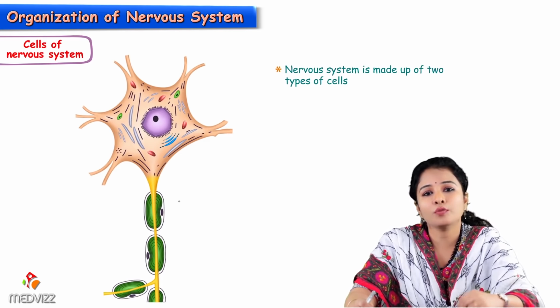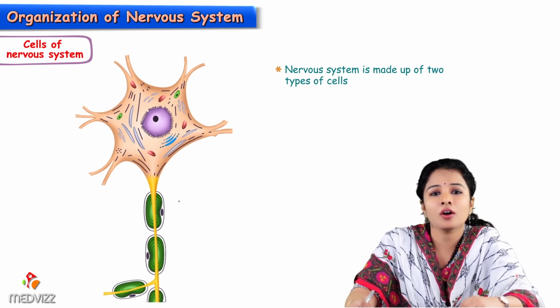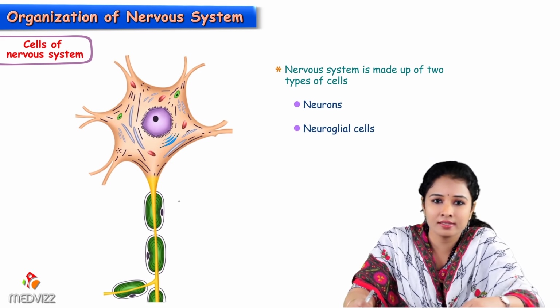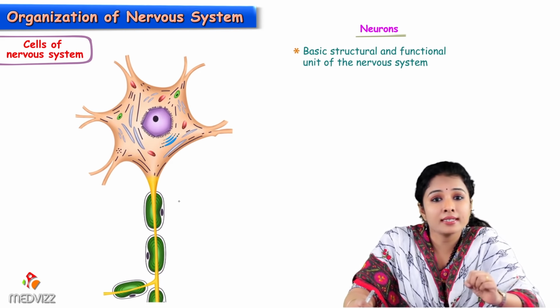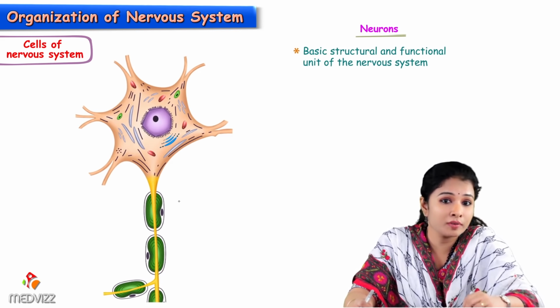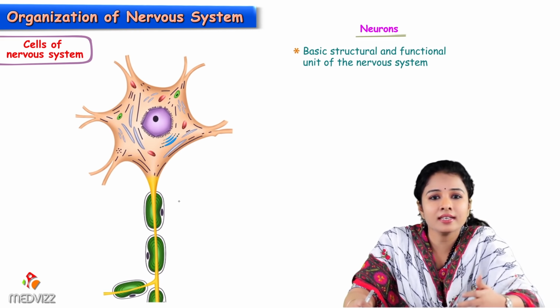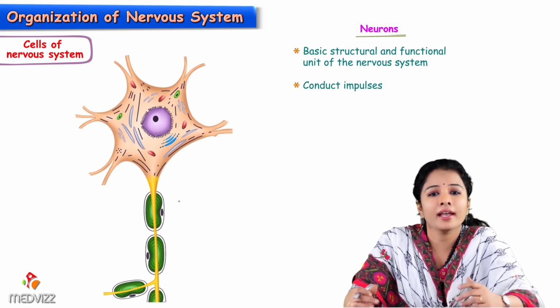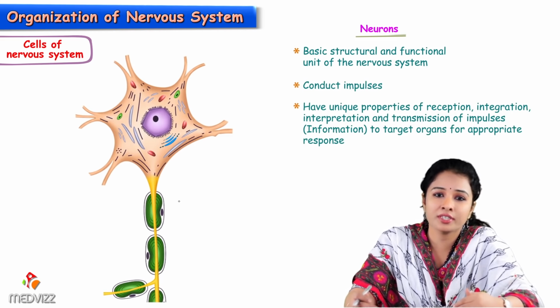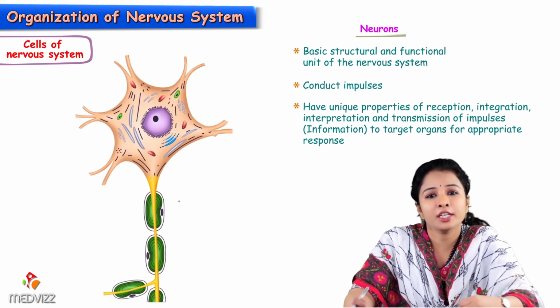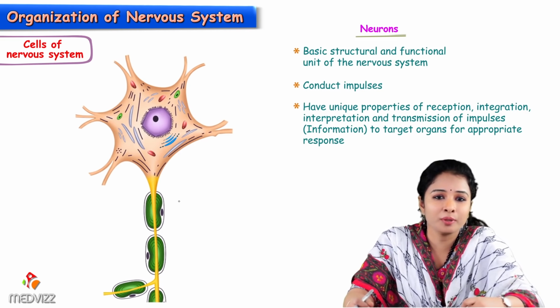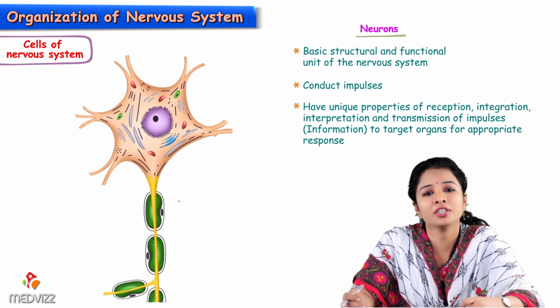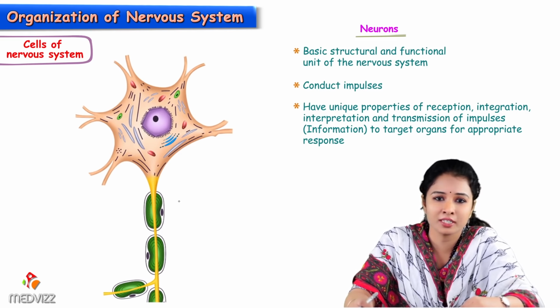The nervous system consists of two varieties of cells called neurons and neuroglial cells. Neurons: the basic structural and functional unit of the nervous system is the nerve cell, or neuron. These cells conduct impulses and have the unique properties of reception, integration, interpretation and transmission of impulses, meaning the information to the target organs for appropriate response.